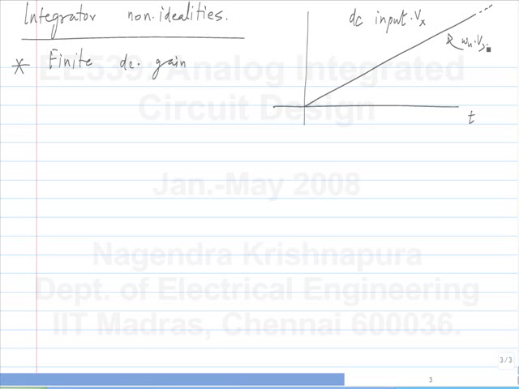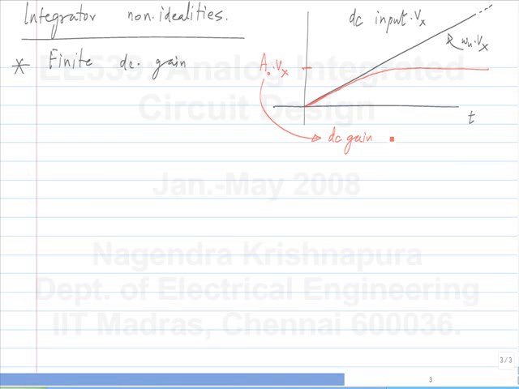So what happens in a non-ideal, real situation? It will start off with a slope of omega u Vx, but the slope will keep on reducing and it will reach some multiple of Vx. It won't go off to infinity. The steady state value of the integrator output will be A naught times Vx, where A naught is the DC gain of the integrator. This A naught can be small or large. You can make it larger and larger, but you can't go to infinity.